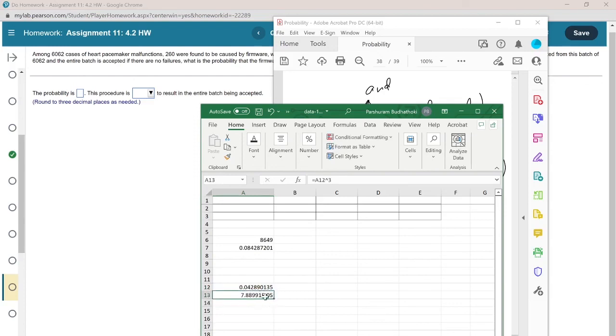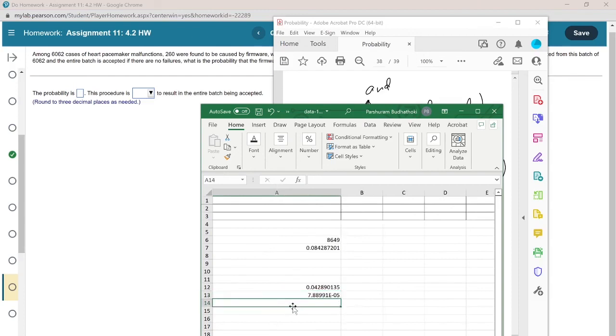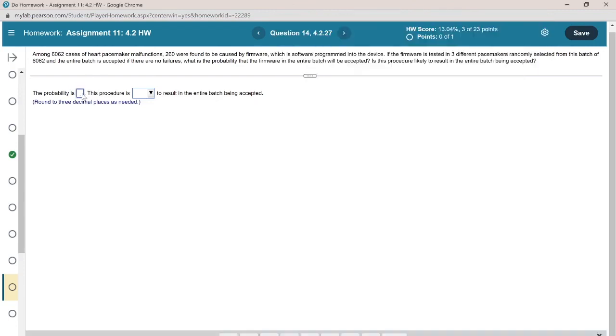As you can see here, it's e to the power negative 0.05. So that's actually 0.40788899. So if you round it to 3 decimal places, it's 0.000, which is 7. If you round it to 3 decimal places, it's 0. This process is unlikely to result in the entire batch being accepted. No, this process is likely, because finding the firmware failure is very low here.